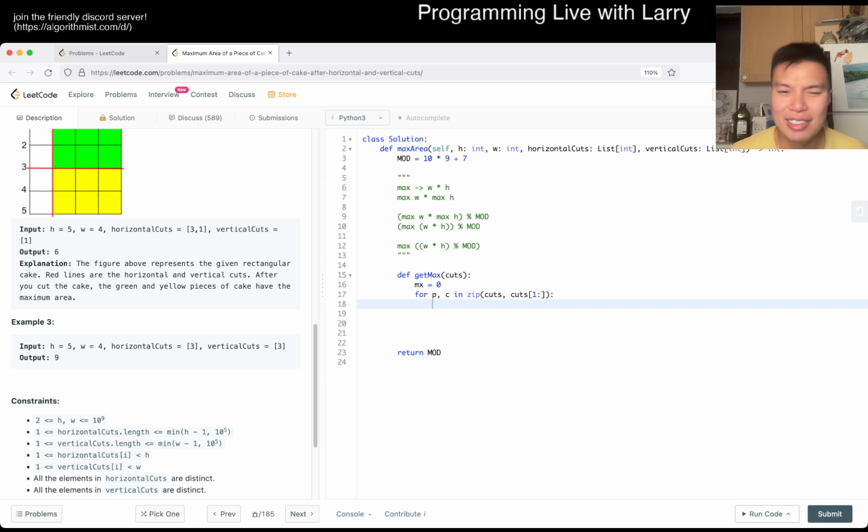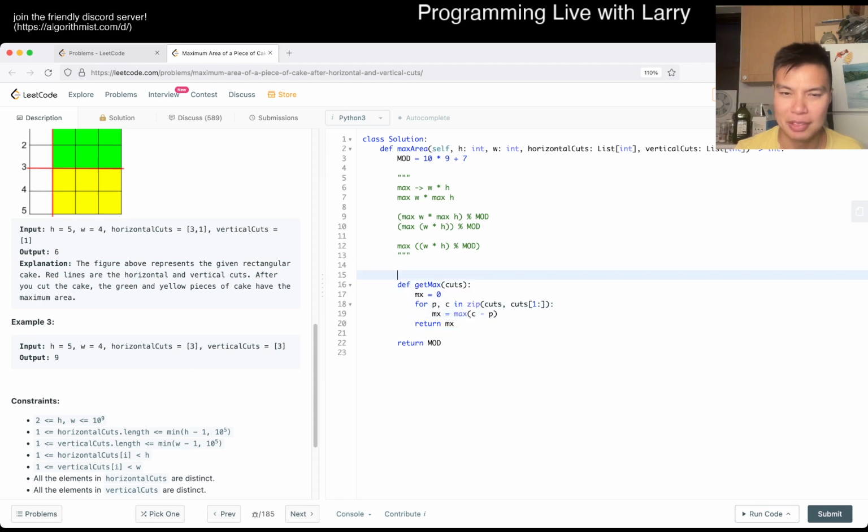Okay. So then here is just C minus P. This assumes that cuts is sorted, of course, and part of that sorted is that they're adjacent. So then now we just return max after that. We can also just write a comment: assume cuts is sorted. Yeah, there we go. Okay.